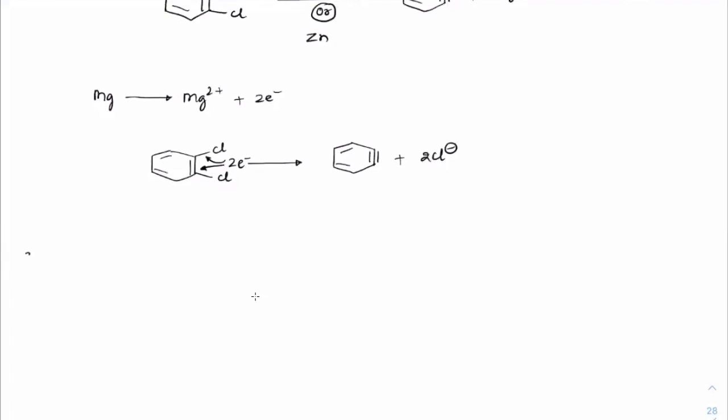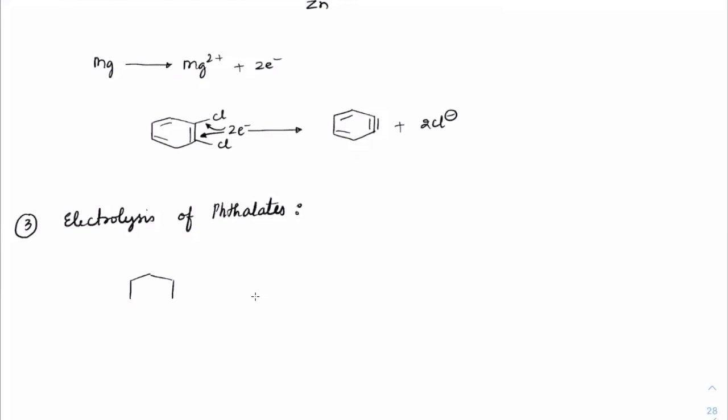See the next way, this is by electrolysis of phthalates. Remember phthalic acid? So on benzene, if we have COOH, we call it benzoic acid. If you have 2 COOH, we call it phthalic acid. And in case they are in a salt form, we call it phthalates. So phthalates also will convert into the benzyne form by coming out as carbon dioxide, CO2. 2 moles of carbon dioxide will come.